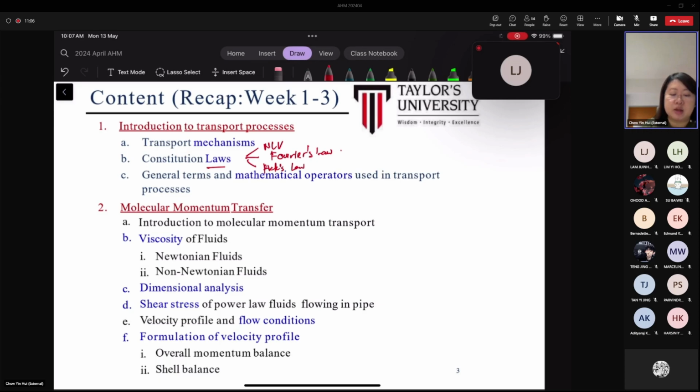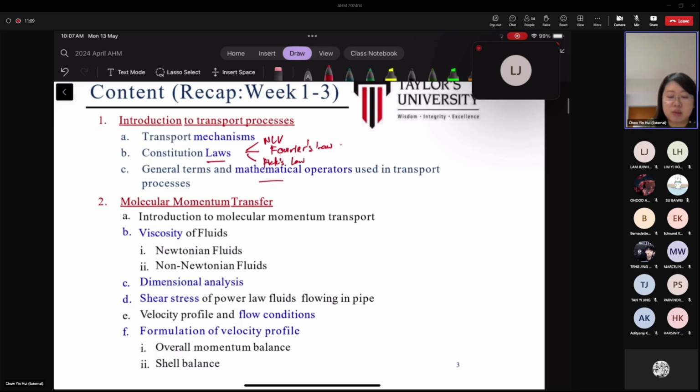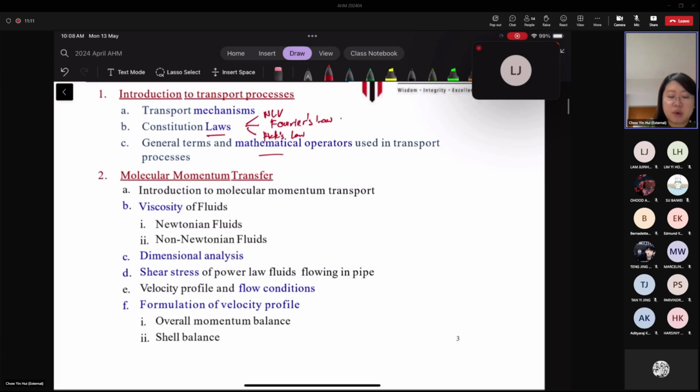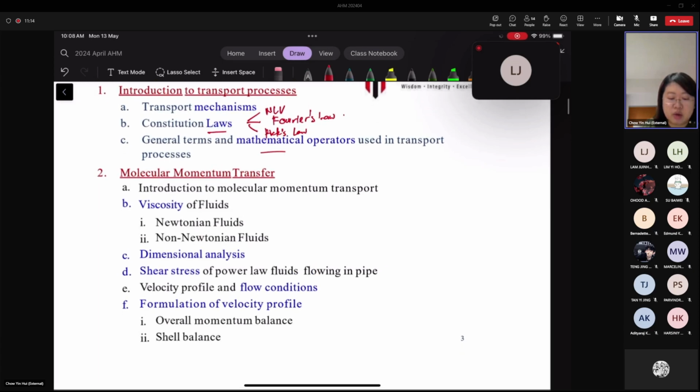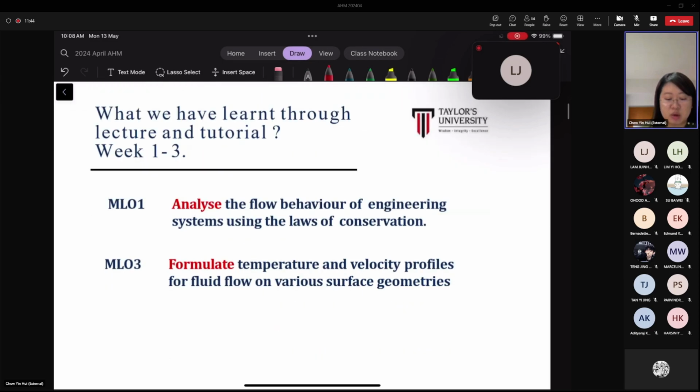Then we also looked at some general terms and mathematical operators. For molecular momentum transfer, in week 2 and week 3, we discussed how to differentiate between Newtonian and non-Newtonian fluids. We also looked at dimensional analysis, shear stress, and the power law of fluid. Then we talked about the flow condition by calculating the pressure drop and the general Reynolds number for non-Newtonian fluid. And last week we discussed the overall momentum balance and how to derive the velocity profile using the shell balance method. So that's what we have done so far.